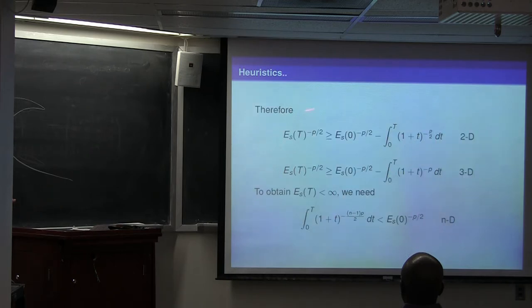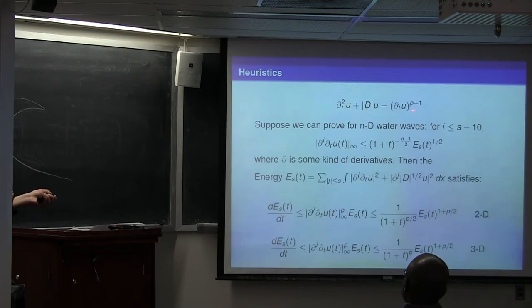I will go through this quickly because I don't think I have a lot of time left. This is the ODE, and in order for the energy to remain finite, we need this to be bounded. This determines the time you can solve. If n is 2 dimensions and p is 1, then you are integrating 1 over square root t, which becomes very large as t becomes large, and the initial energy is of size epsilon. So p equal to 1 is not good.